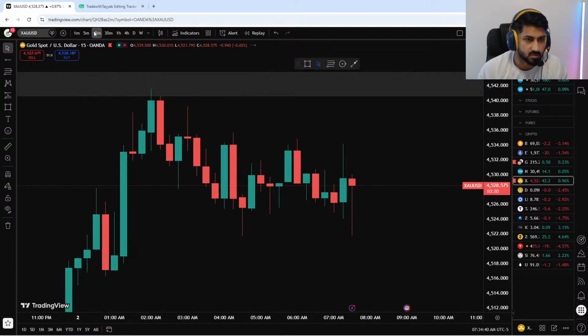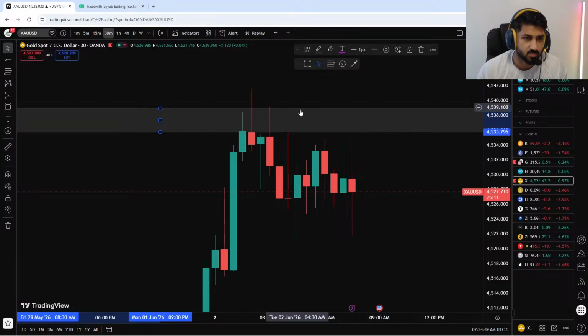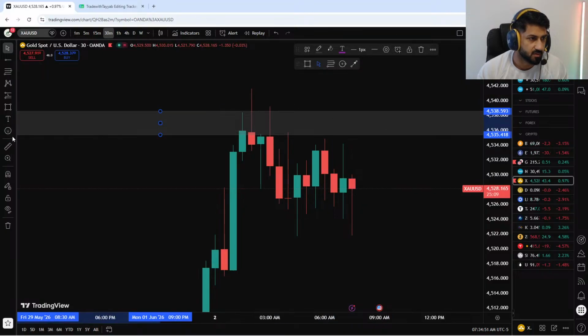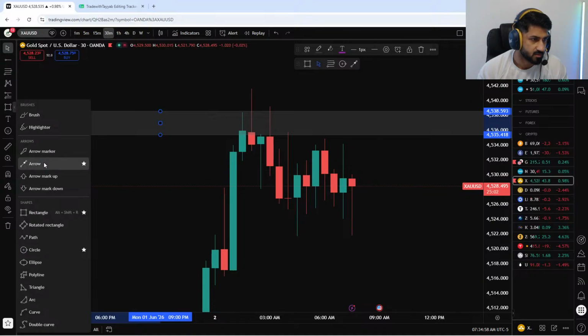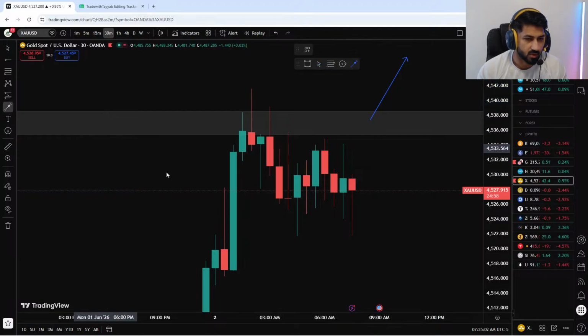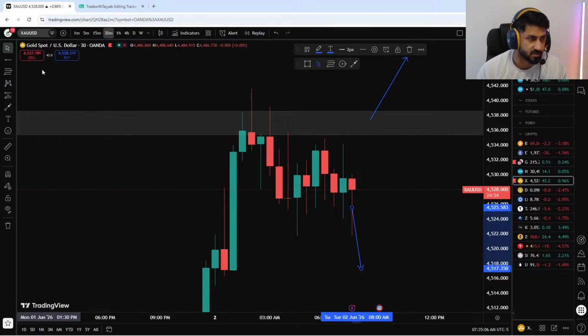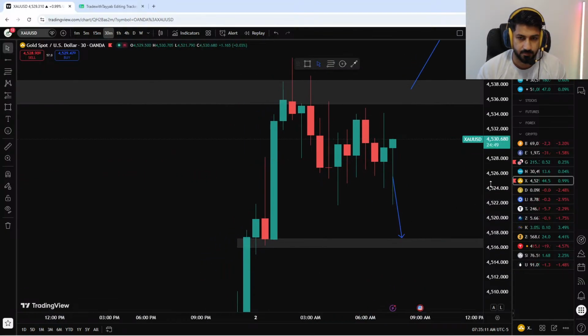Let's see here. 30, 15. Yeah, see, 30-minute looks just a little bit better. What I would want is for price to break above this area to continue to push higher, or break and close below this area to continue to push down. So right now is volume time.